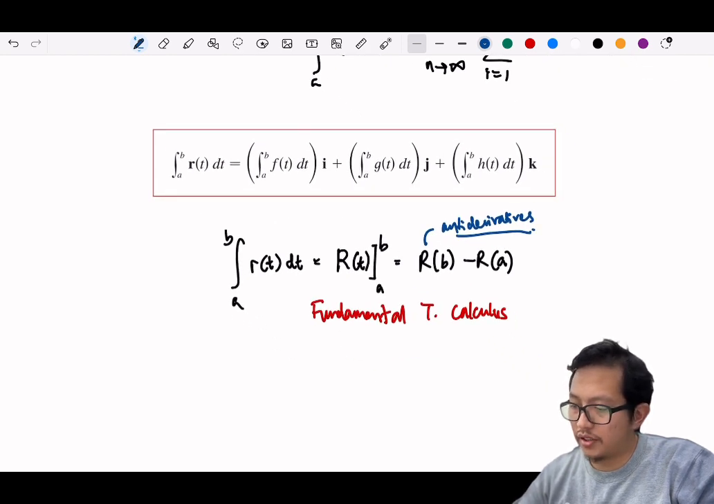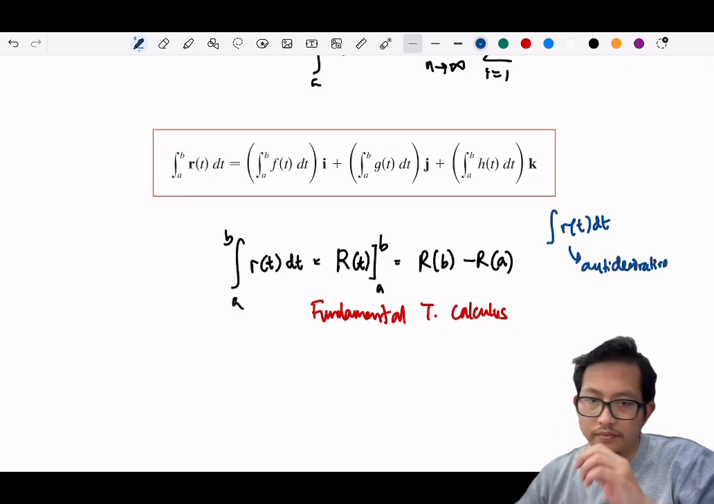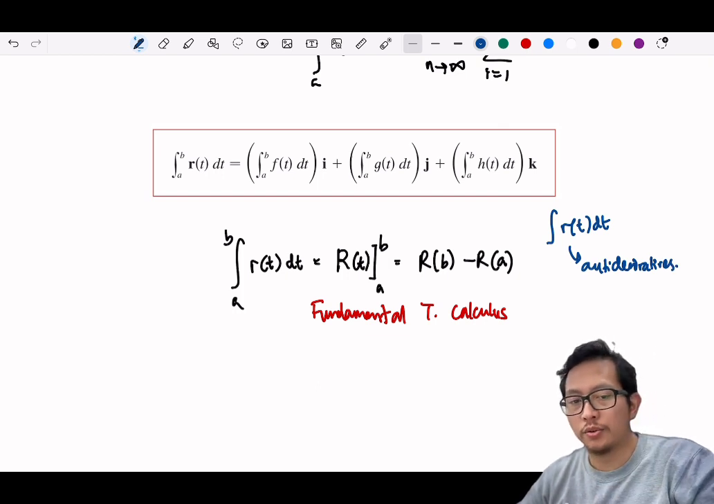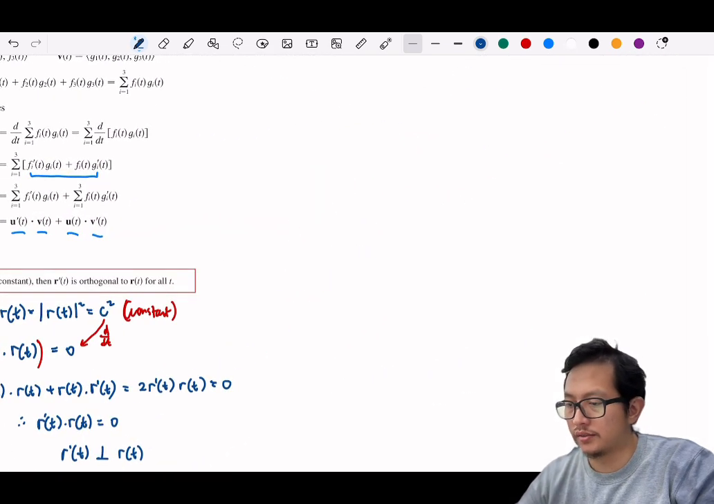Or perhaps not antiderivatives. Maybe this will be the result of the antiderivatives. Okay, result of antiderivatives. Now, one more thing within chapter 13 is the arc length.